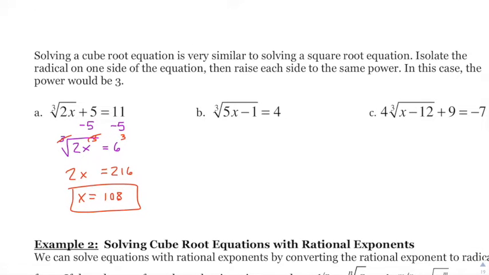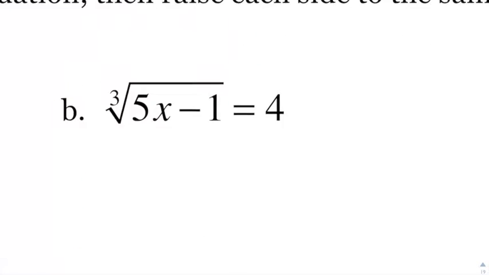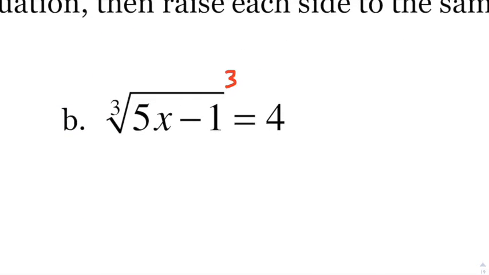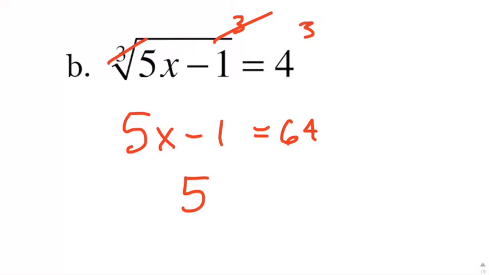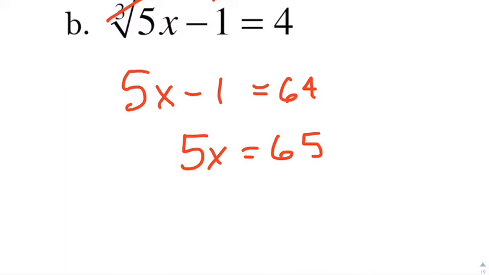Big thing here you want to make sure to do is isolate your radical, kind of like what we did the other day. And then, let's see what's going on here with this one. So we'll cube both sides there, and that would get us 5x minus 1. And then 4 cubed would be 64. And then we can add 1 to both sides, that'll be 65. And then 65 divided by 5 should give us 13.